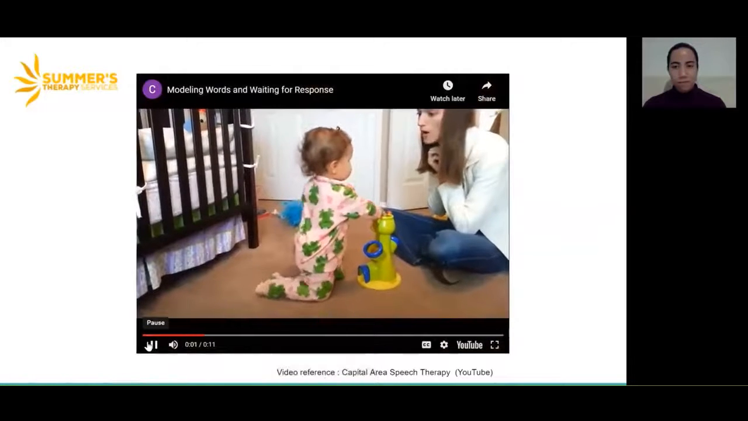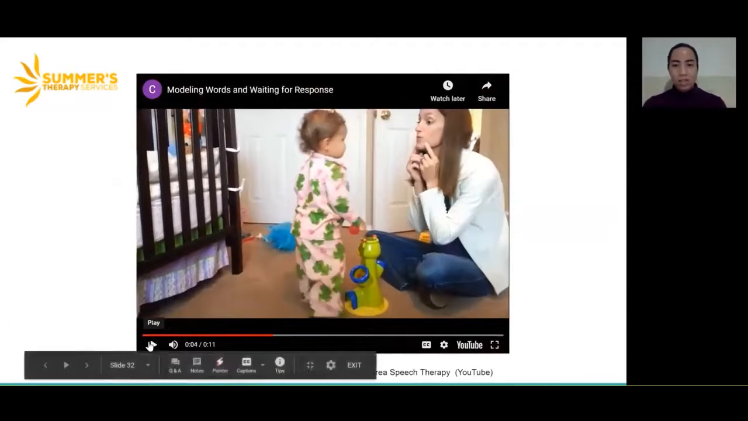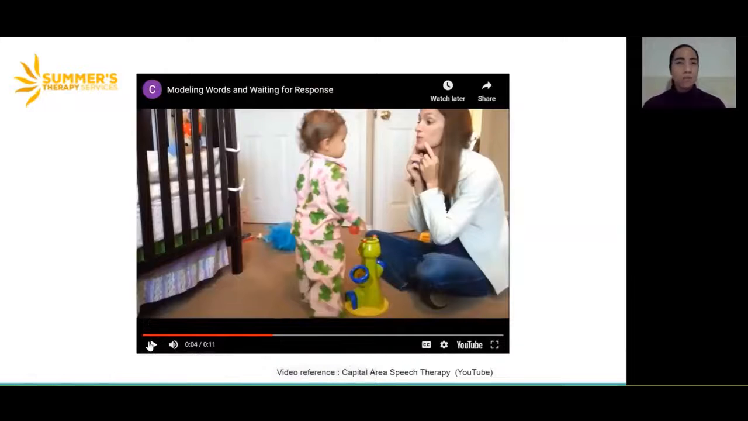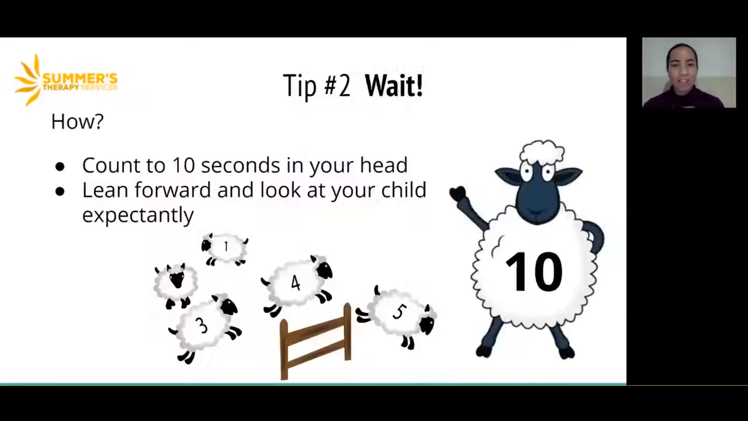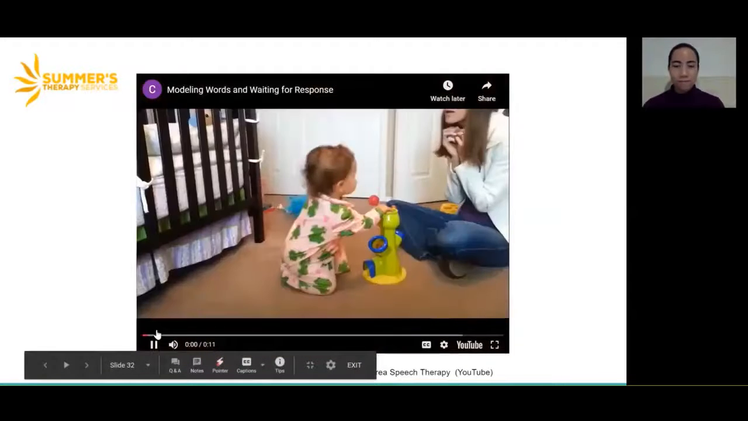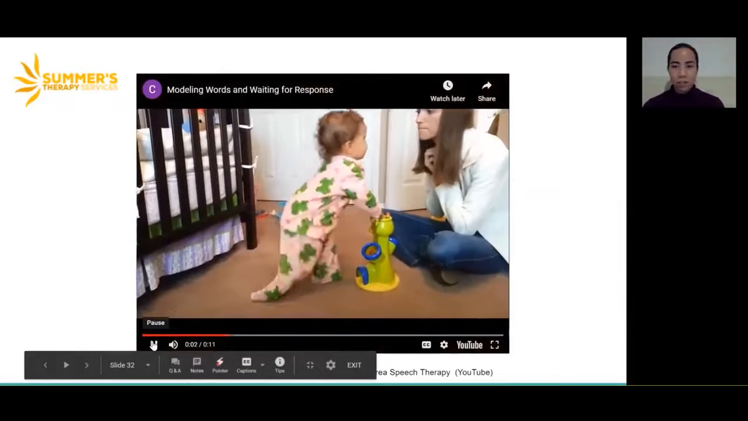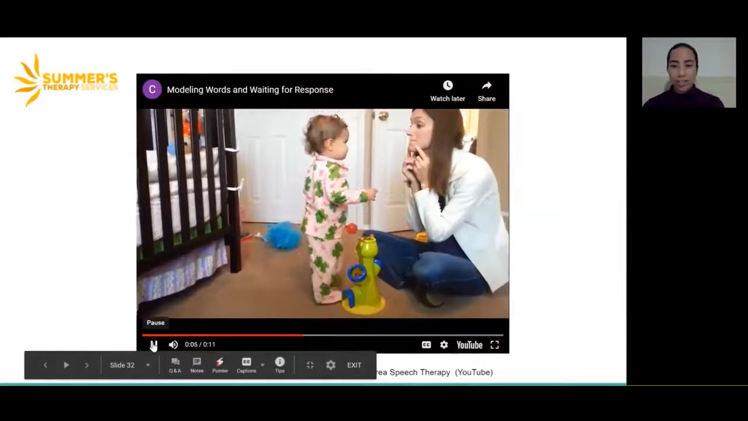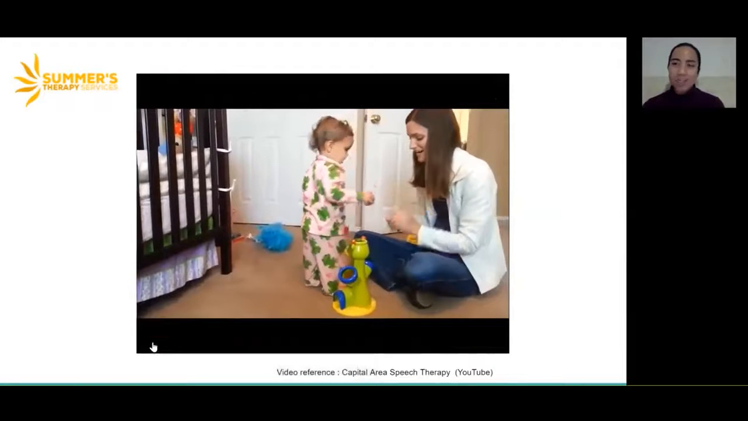Oh, want ball? Want ball? The child is already standing up and moving towards the ball. At this stage, any parent who is sensitive enough would know, oh, my child wants the ball. Here's the ball for you. But this is where we must stop and wait. I've given you the language model, ball, and I know my child wants it, so I wait until the child says the word. Oh, want ball? And she waits. Ball, good job.